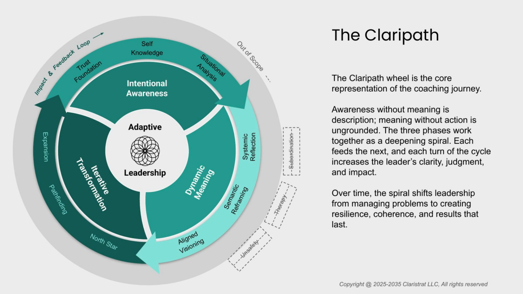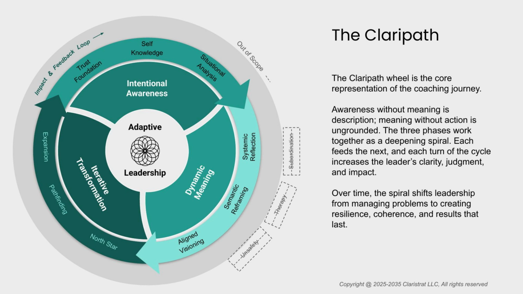Phase 3 is iterative transformation. This is where purpose becomes direction. Leaders orient to their North Star, chart concrete pathways, and build rhythm for momentum. Along the way, they expand capacity, learning to witness resistance, integrate hidden parts, and sustain presence under pressure. Coaches don't need to force each element into every engagement, but in transformational work, these dimensions tend to surface naturally.